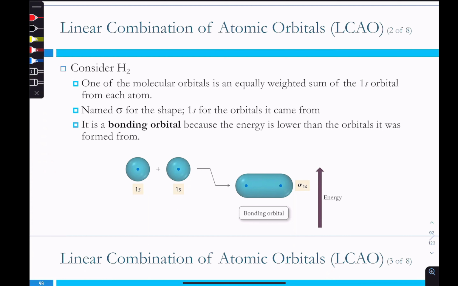So for hydrogen, one of the molecular orbitals is an equally weighted sum of the 1s orbital from each atom, which is the sigma bond for the shape. It's a bonding orbital because the energy is lower than the orbitals it was bonded from.